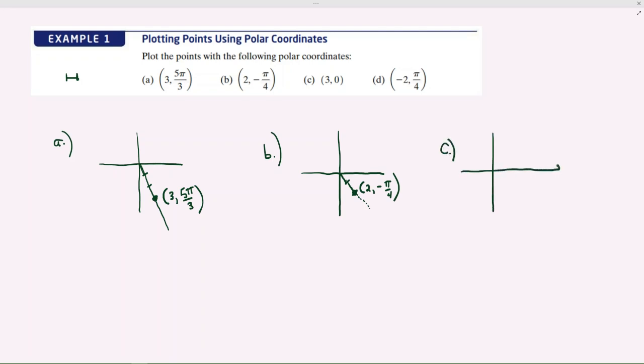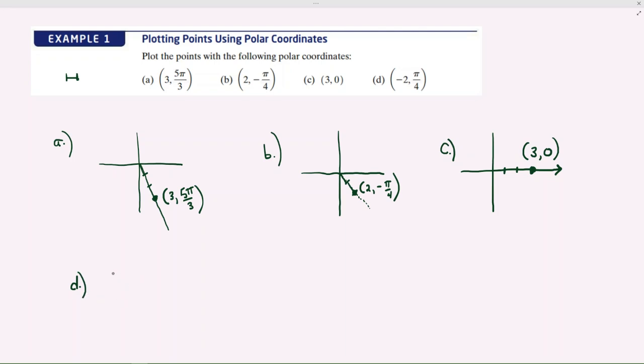Alright, for C, we're actually going in the direction of the angle 0 degrees, and we're going to go 3 units out. So in this particular case, if I were asking you for rectangular coordinates or Cartesian coordinates, you would give me the same answer as for polar coordinates. So if our angle is 0 degrees, it looks a lot like that.